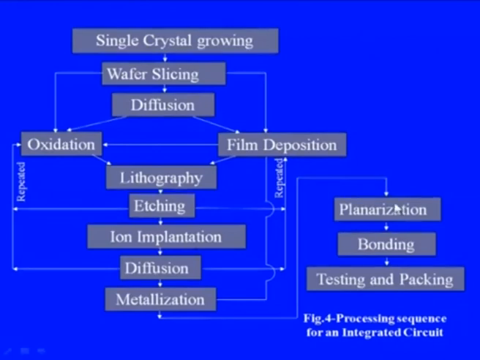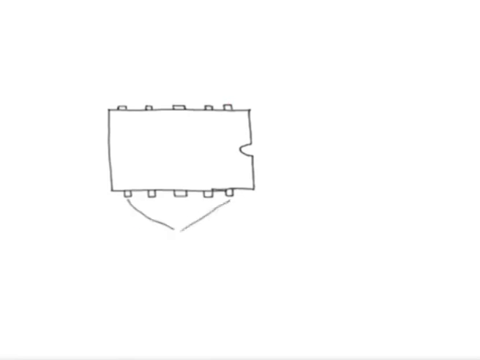Planarization can be considered as a common process in which all ICs have some shape something like this. Here the connecting pins will be there, these are known as pins, and this is the body of the IC, in which a number of circuits will be integrated, and this is for orientation.